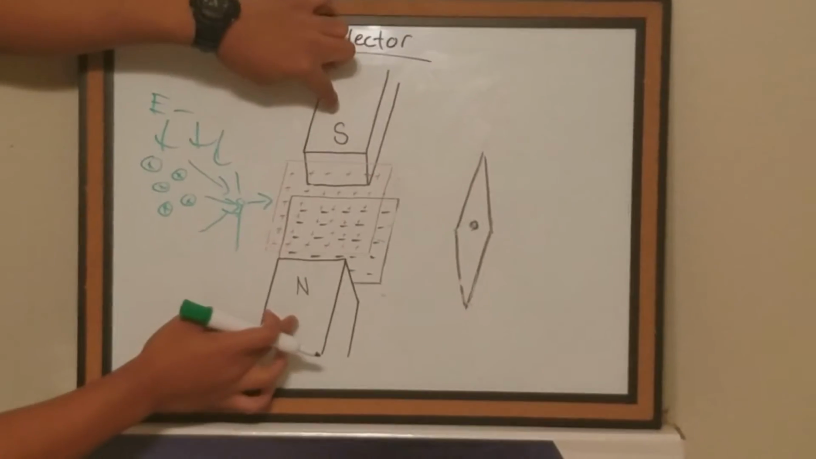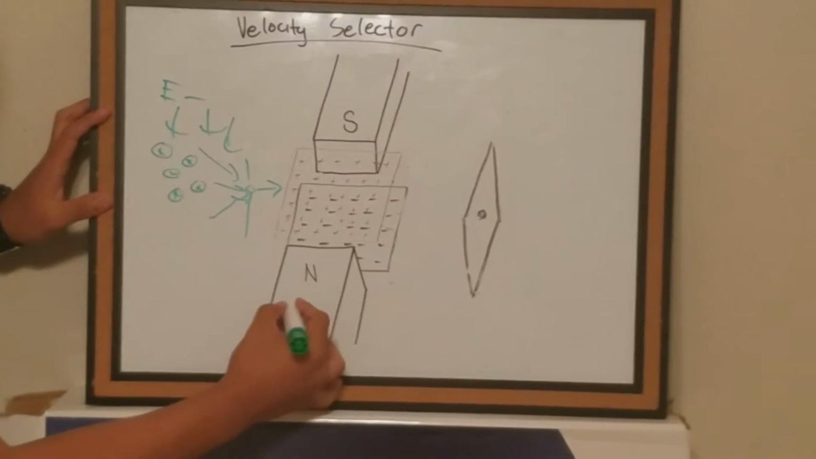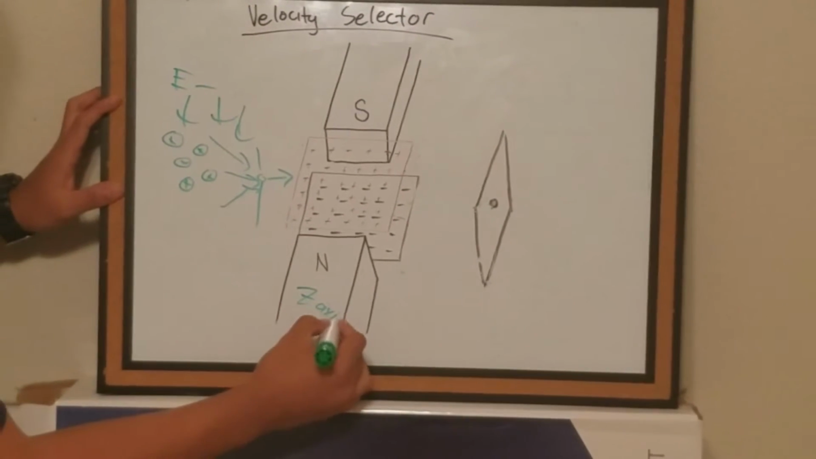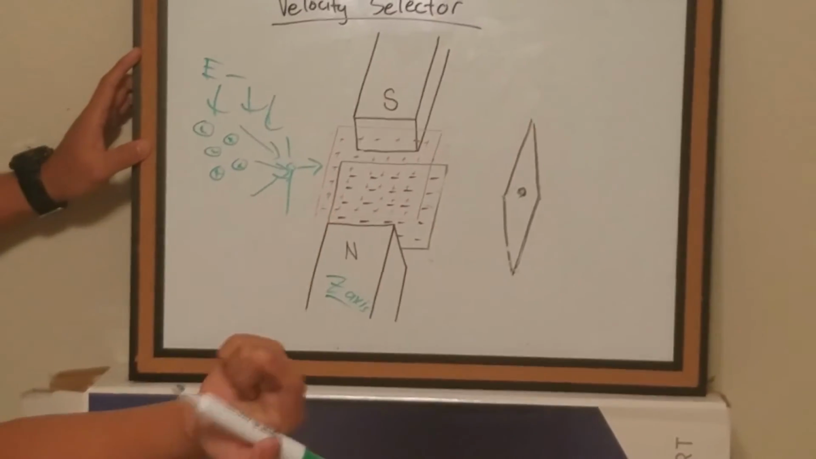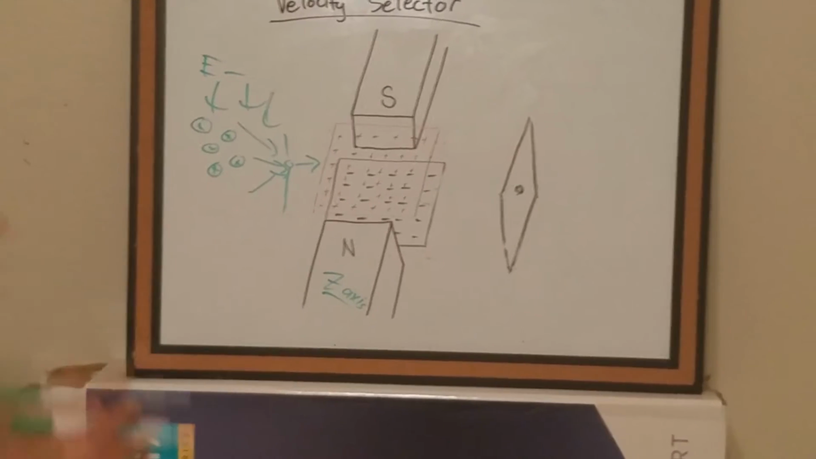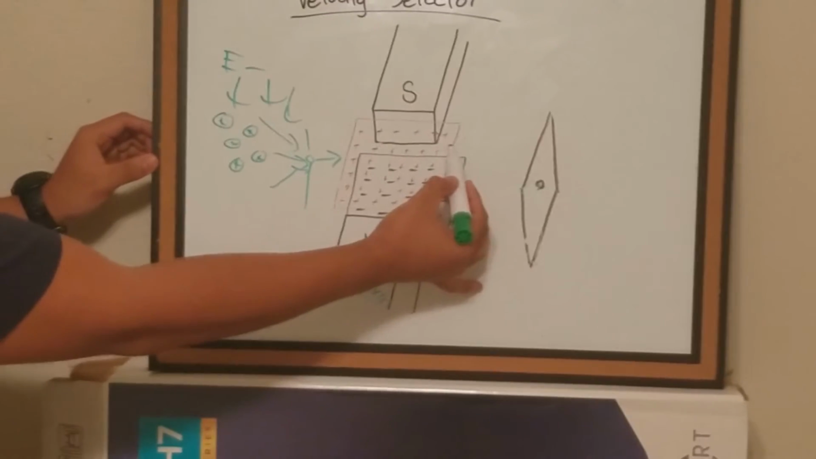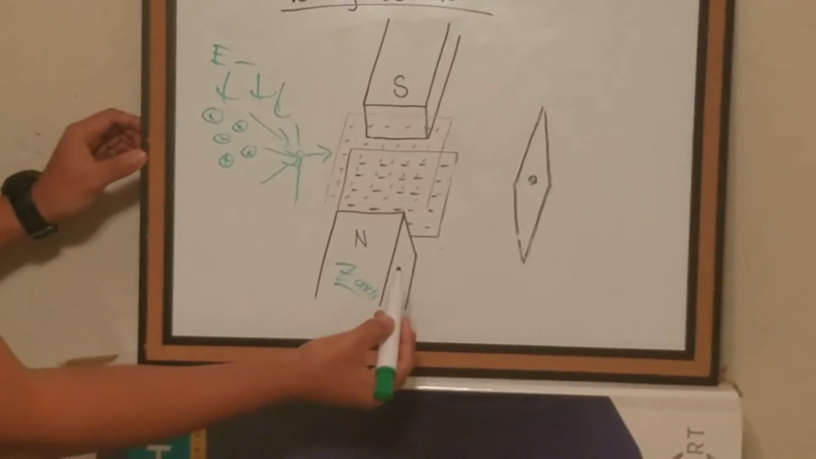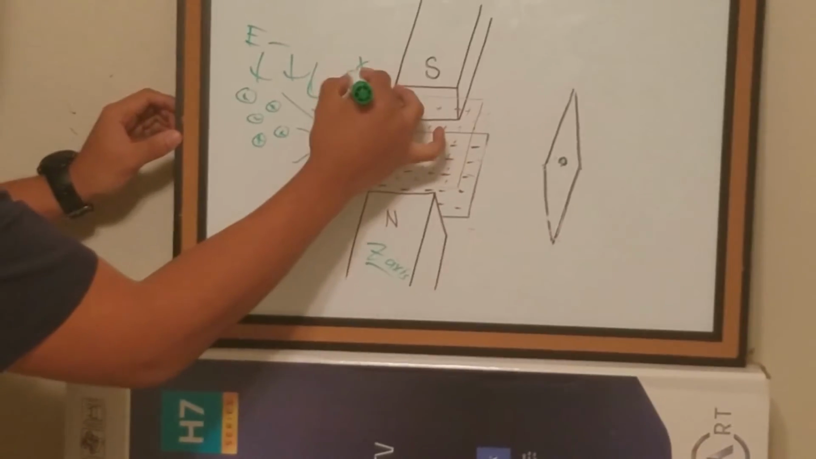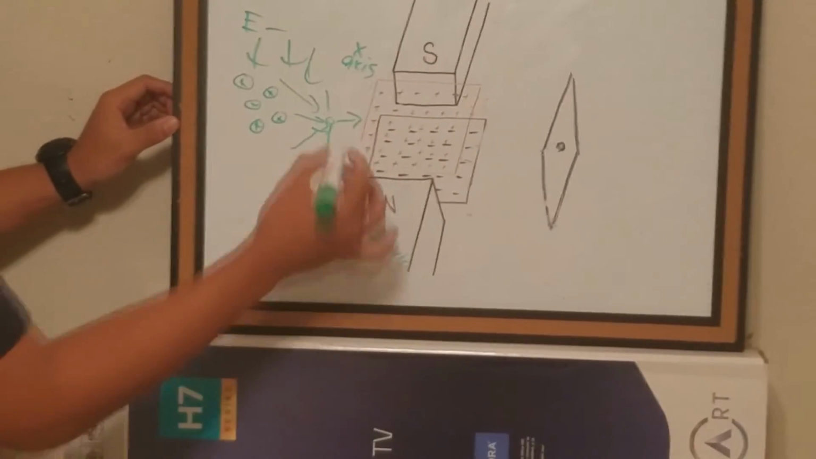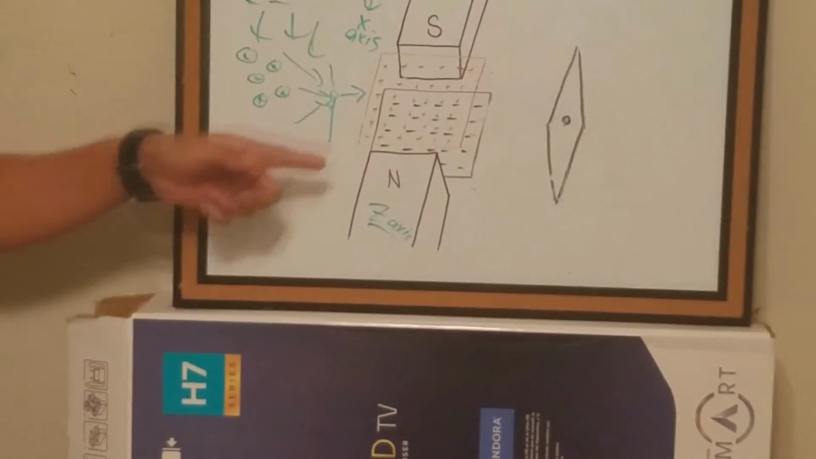If we look at our magnets, north and south, we can say that they are on the z-axis. That means it is either going into the page or out of the page, depending on the direction. And when we look at our plates, our positive plate here and our negative plate here, we can say that they are on the x-axis, or that they are going up or down, depending on the direction.